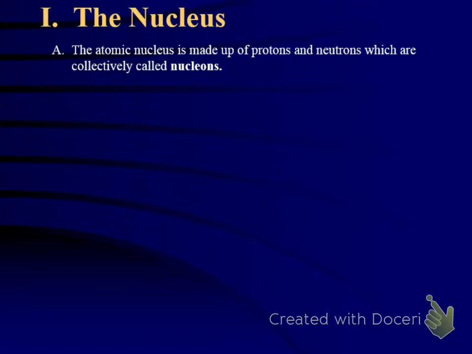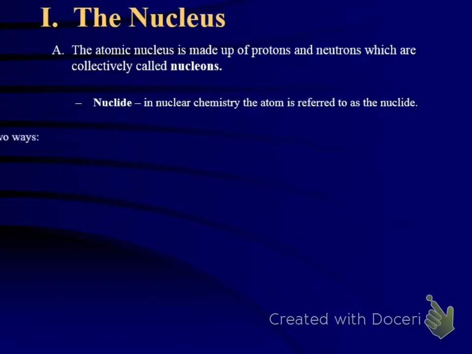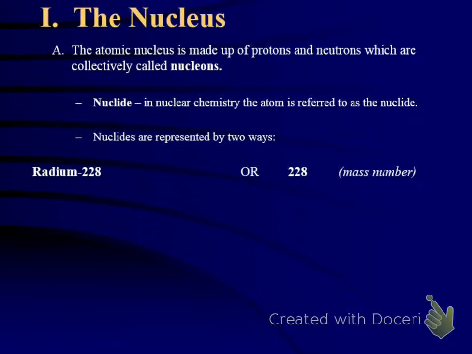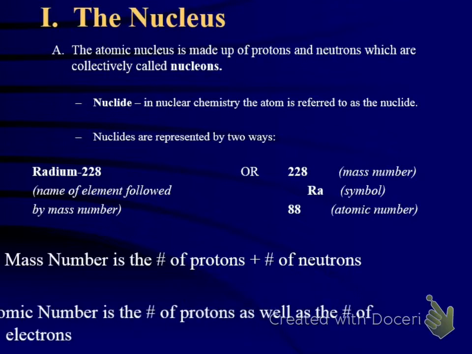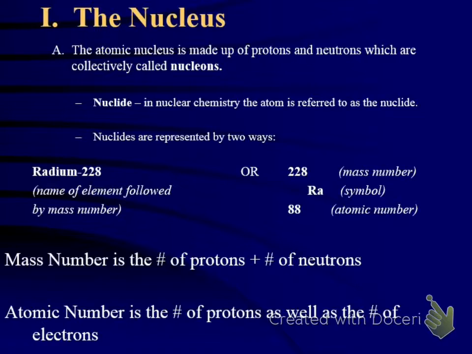Okay, the atomic nucleus is made up of protons and neutrons, which we collectively call nucleons. For some reason, in nuclear chemistry, they have a different word for it, but it's basically the nucleus. A nuclide in nuclear chemistry is the atom. So if I said a nuclide of uranium-234, it's just a different word. These are also some of your definitions. Nuclides can be represented in two ways. You can represent them like radium-228, like we just showed, or you can do the little symbol like that. And remember, mass number is the number of protons and neutrons, and atomic number is the number of protons.